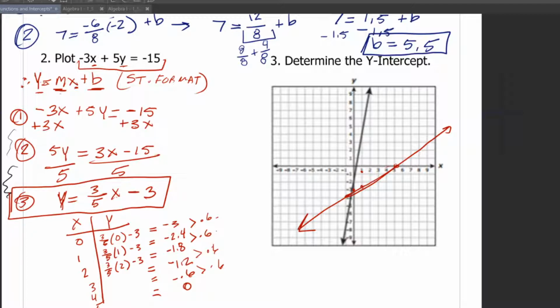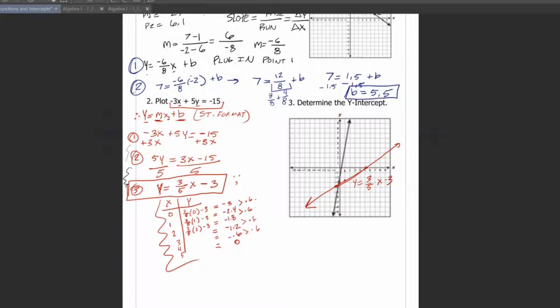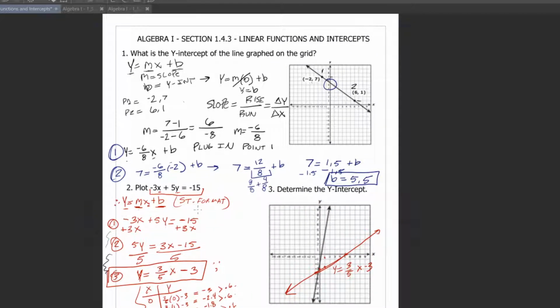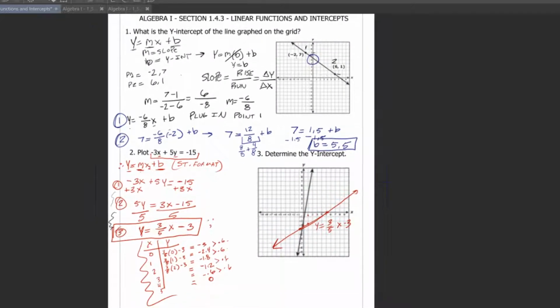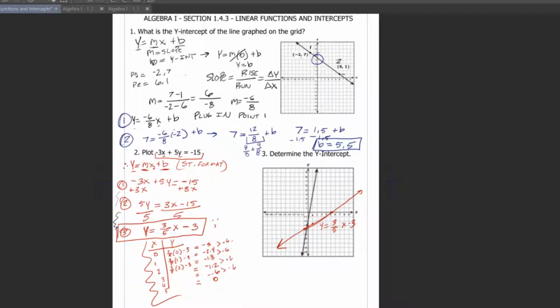Okay, so we got the equation. We made a table here, then we plotted it on this one. And this is y equals 3 over 5x minus 3. Okay? So we're looking at that so far. Just to back up so you can see everything that we did so far.